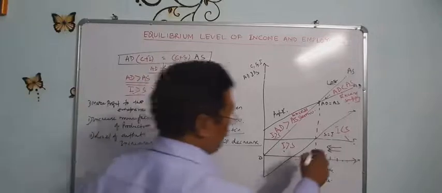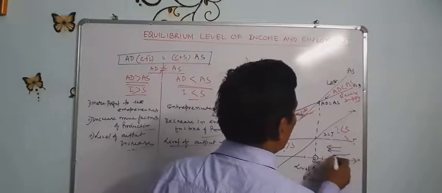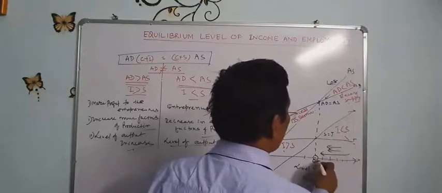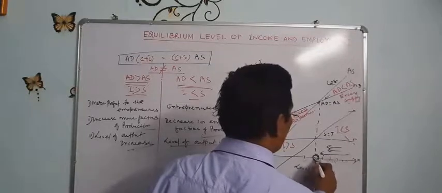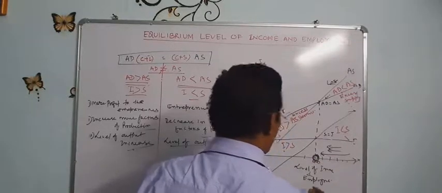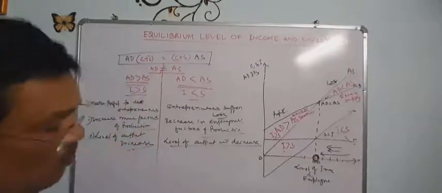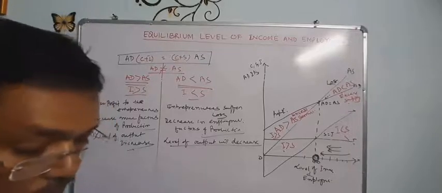So to reach this point AD equal to AS, we will switch over to the left side. It means employment will decrease, production will decrease, factory production will decrease. That is why we will reach these points for the level of employment and income: 40 lakhs of employment as per our previous table, and 400 level of income in that previous table. So the level of output will decrease.